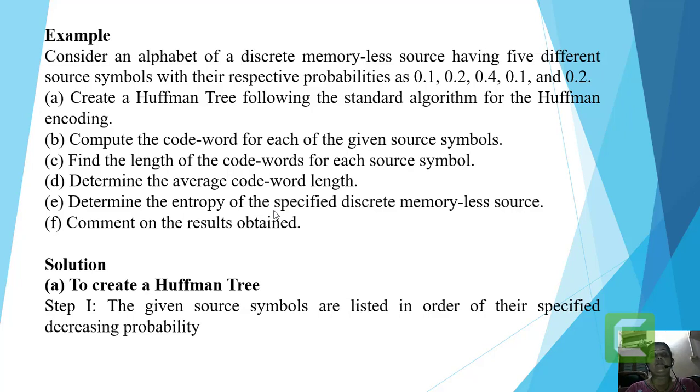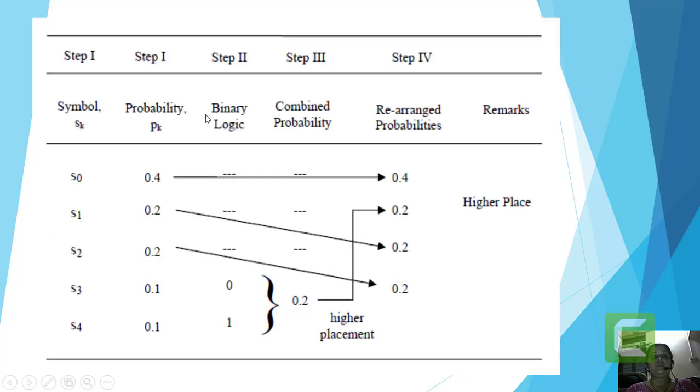To form the Huffman tree, the first step is arranging the given symbols in decreasing order of probability. Here the highest probability is 0.4, next is 0.2, 0.2, and then 0.1 values. So let's form step 1 in decreasing order. We have the symbol S0 with 0.4, S1 and S2 with 0.2 probability each, and S3 and S4 also with 0.1 probability.